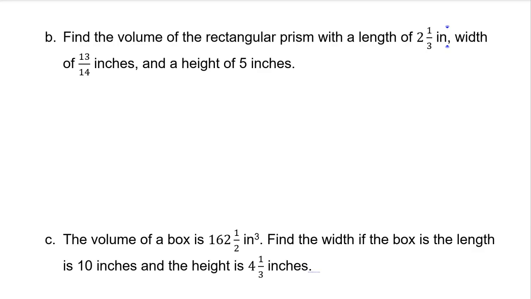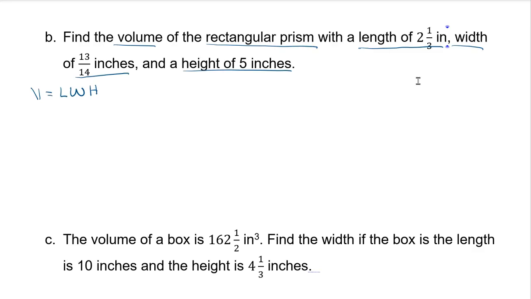Okay, so here's my read through. Find the volume of the rectangular prism with a length of 2 1/3 inches, width of 13/14 inches, and a height of 5 inches. Rectangular prism tells me which volume formula I'm going to use. Length times width times height.